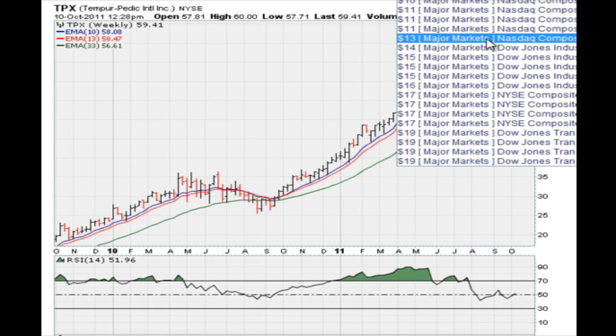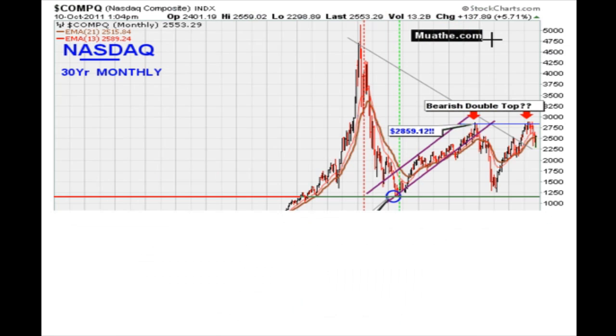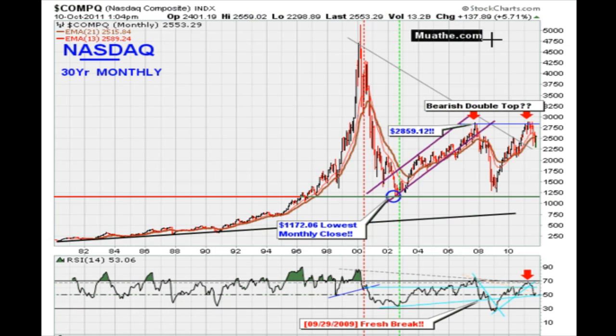Now I'm going to go to the NASDAQ, monthly. Remember, it works for all time frames, but I just want to show you how things work. This is the NASDAQ 30-year monthly chart. That's kind of hard to say, but you'll notice somewhere around there was an all-time closing high.